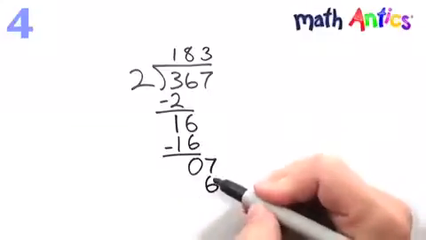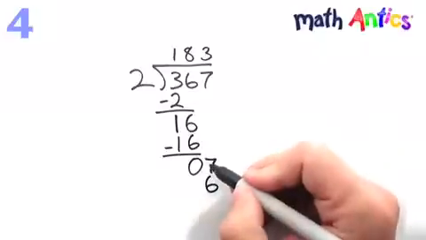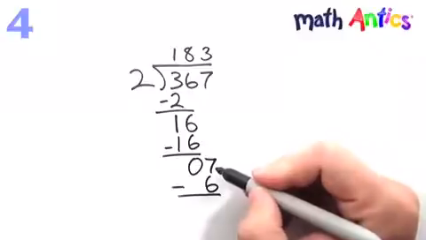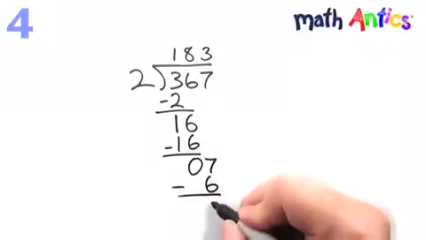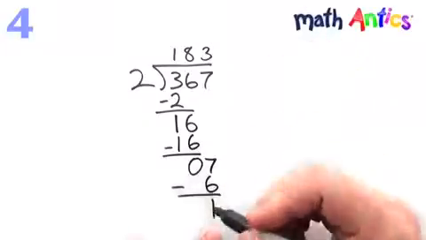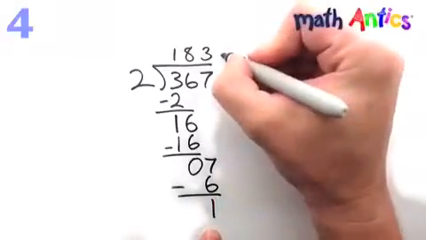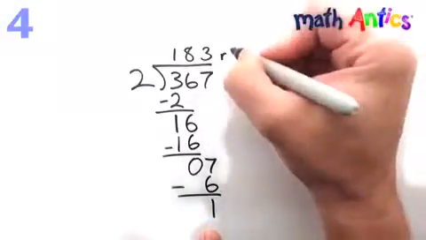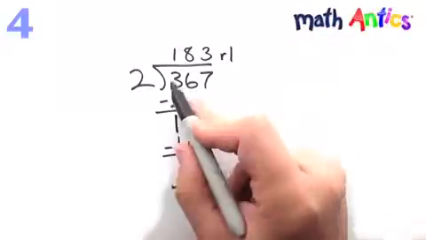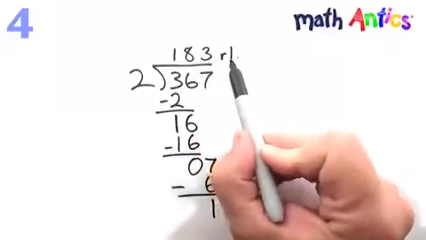And you line it up. The 6 is a ones place digit. So you line it up with the ones place digit of the remainder we're dealing with here. And you subtract it. And 7 minus 6 equals 1. So we have a remainder of 1. And there's no more digits. So this remainder needs to get put in our answer. So we write an R for remainder and the 1 right here. So 367 divided by 2 equals 183 with a remainder of 1.